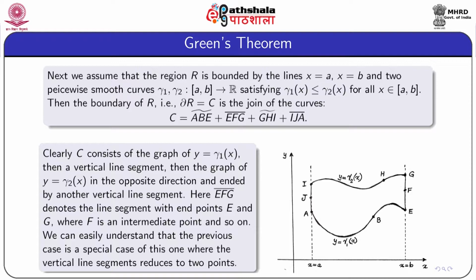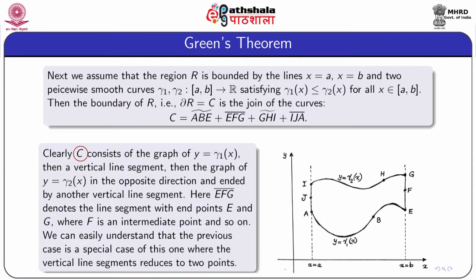We assume that the region R is bounded by the lines x equal to a, x equal to b. These are two vertical line segments and two piecewise smooth curves gamma 1, gamma 2 from [a, b] to R satisfying gamma 1(x) less than or equal to gamma 2(x) for every x in [a, b]. Then the boundary of R, that is del R, which is C, is the join of the curves given by C equal to curve ABE plus line segment EFG plus curve GHI plus line segment IJA, as shown in the adjacent figure.